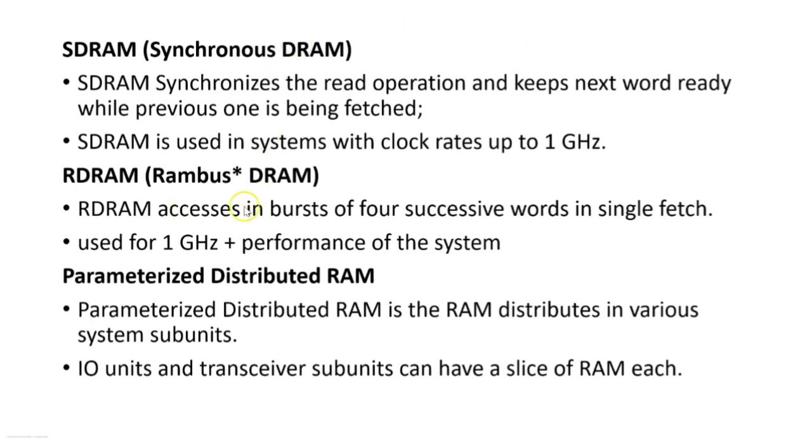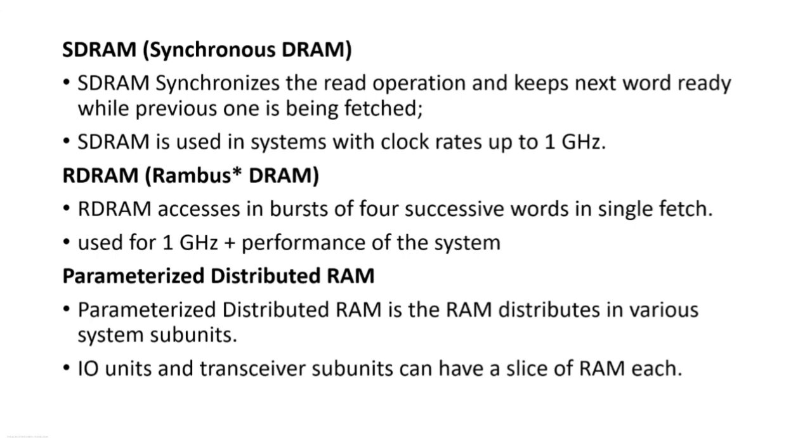Next, Rambus DRAM. In RDRAM, the access is in bursts of 4 successive words in a single fetch. So here more bulk data is accessed. These memories mainly differ in the size of data fetching or the mode of reading and writing. It is used for 1 gigahertz plus performance.